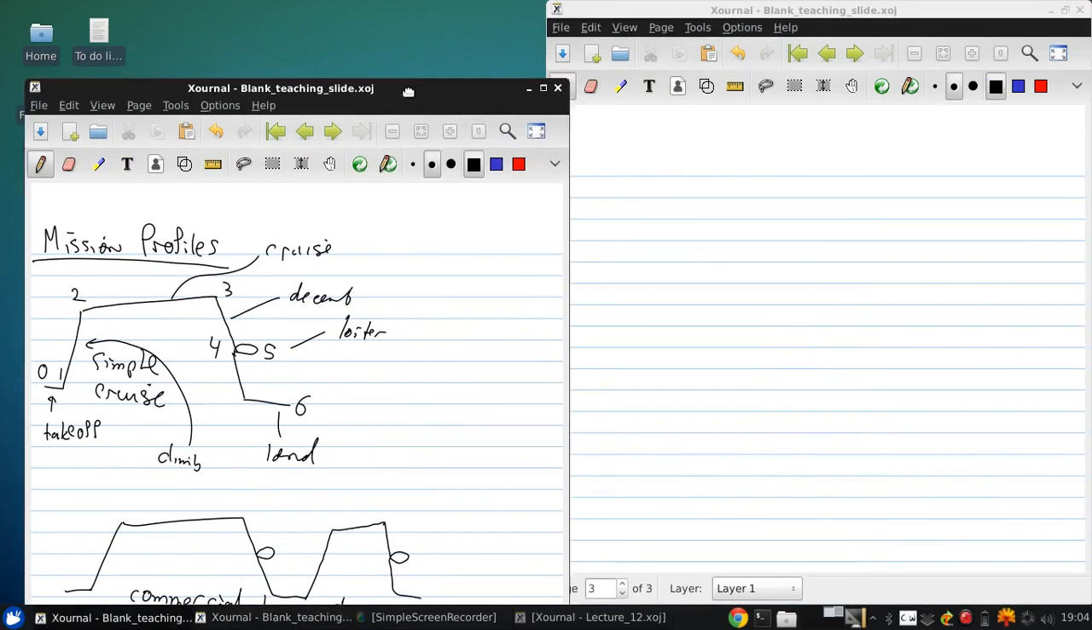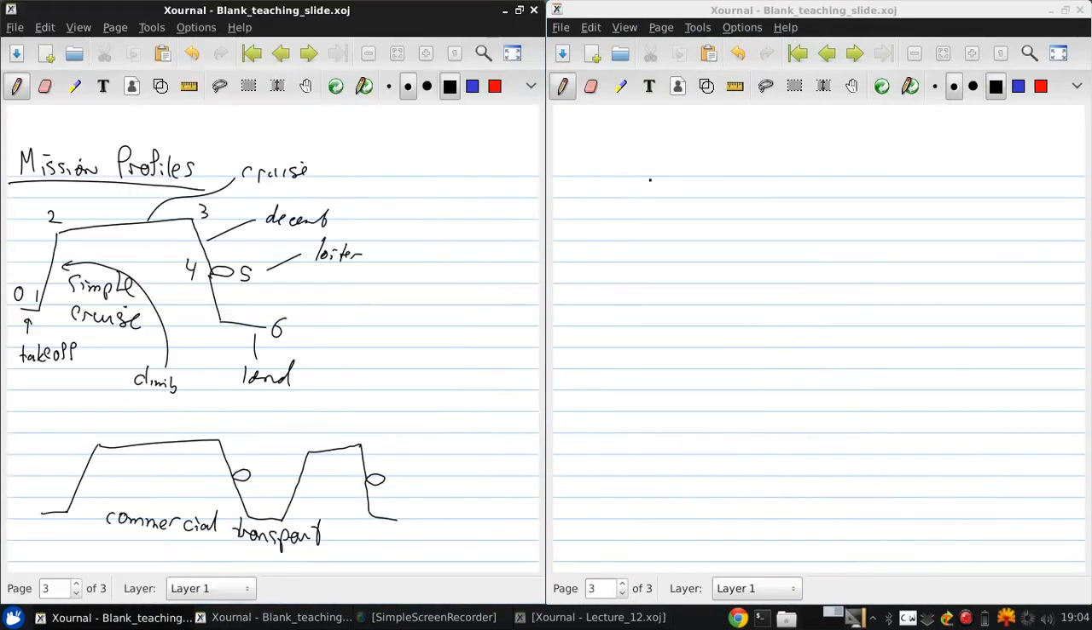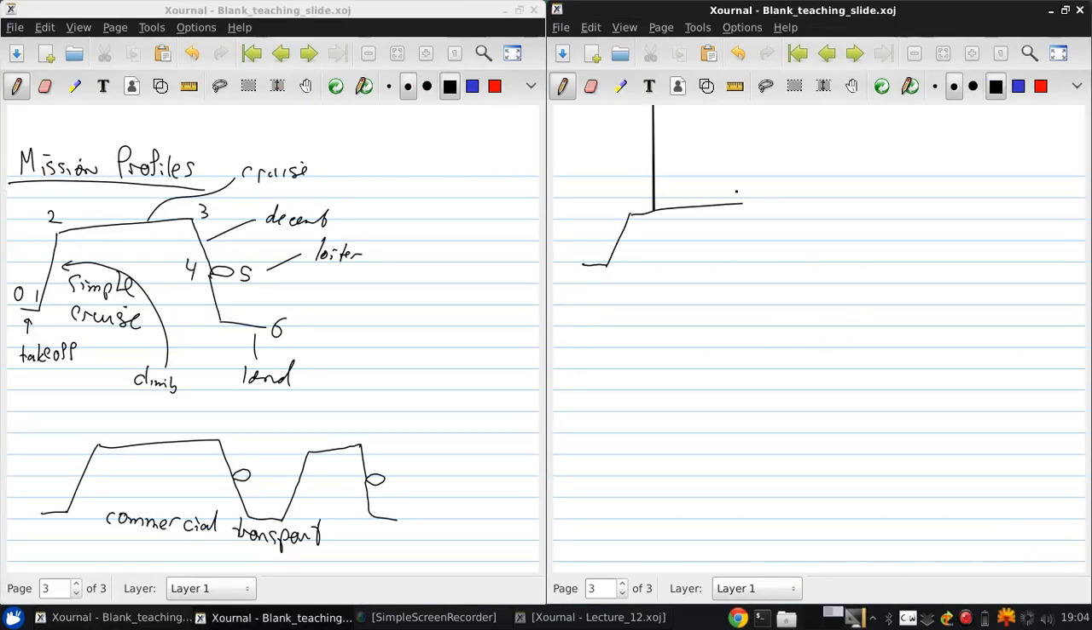Let's look at a couple more. Something that would typically be used for a military aircraft might be a low-level strike with takeoff, climb, cruise out, descend, loiter, a low-level dashing attack segment with a weight drop, climb back to cruise, cruising back, and then a descend, loiter, and land. So this is what we call a low-level strike.